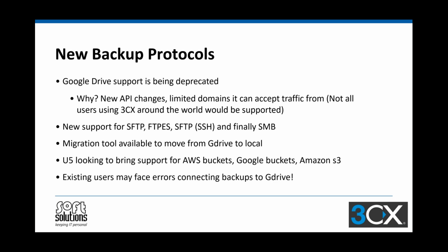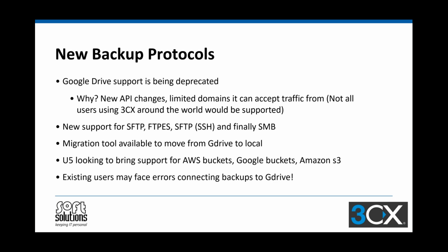So 3CX has introduced some new protocols to get around this. The first of these changes is support for SFTP, FTPES. You can SSH as well, and there's a blog post on the 3CX website on how to get that going. And finally, SMB. SMB isn't really an offsite so much as it is going to a local network share. However, this was requested for quite some time. A lot of people with their existing backup sets are going to a NAS or some sort of SAN filer that's got a share in place there. So that gives the ability to replicate backups there, which is really cool.